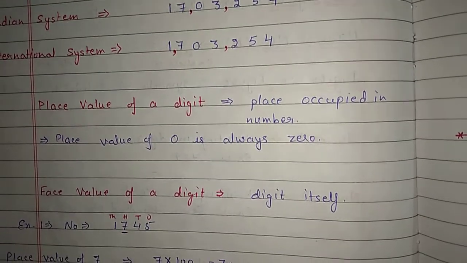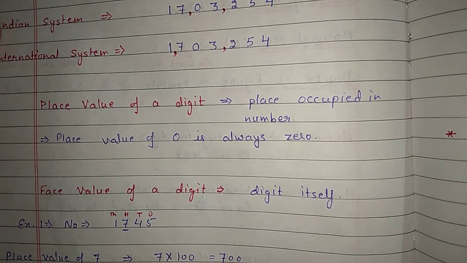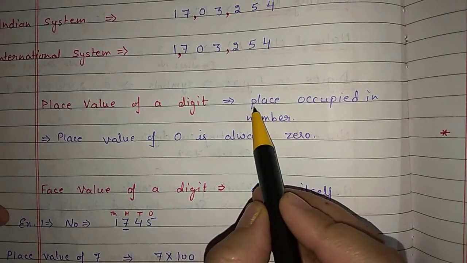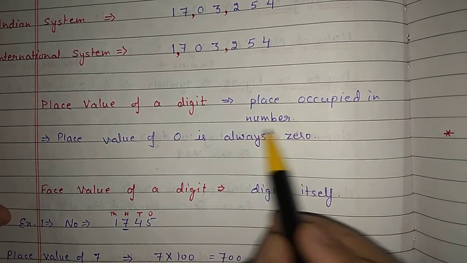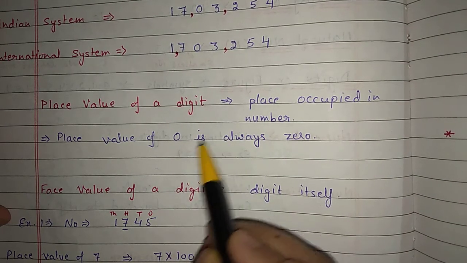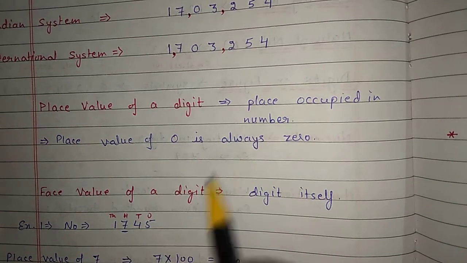Next is place value of a digit. Place value means the place occupied by a number. So suppose a number is on the 10 place. Its place value will be the number multiplied by the place value. If the number is on the 1000 place, it means the number into 1000. And the place value of 0 is always 0.